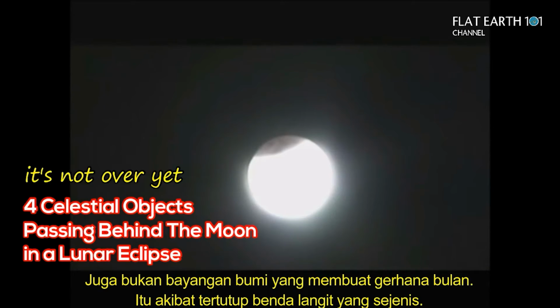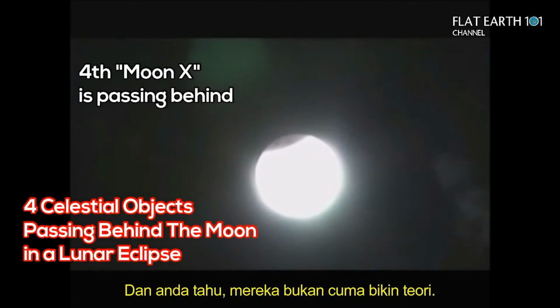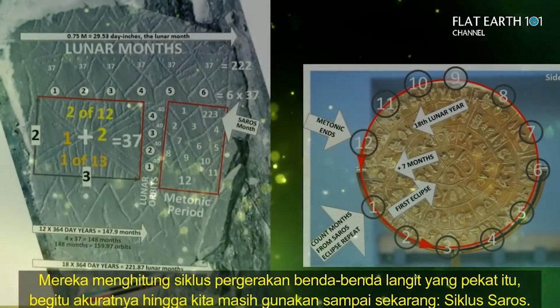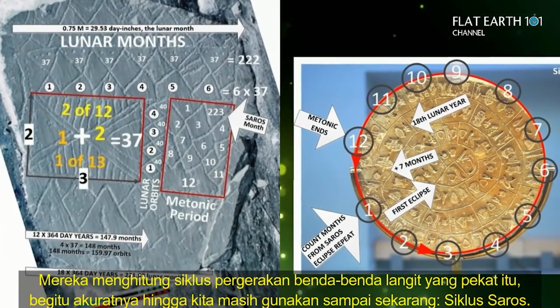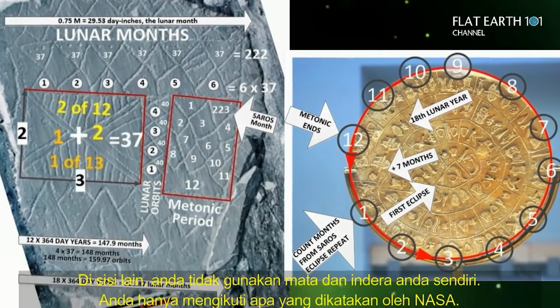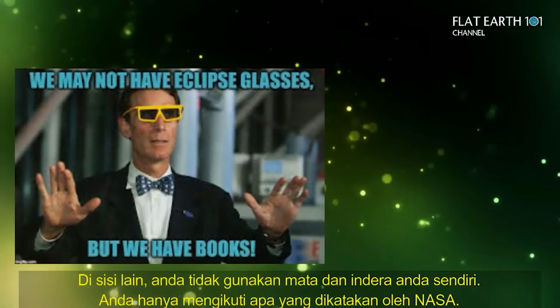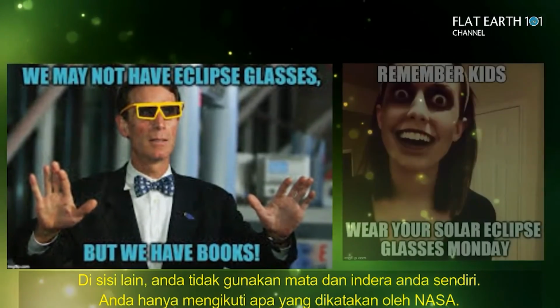And it's not the Earth's shadow that eclipsed the moon either. It's a similar dark sky object. And you know what? They didn't just make theories. They calculated the cycle of these dark objects, so accurate we still use it today, the solar cycle. On the other hand, you don't use your own eyes and your own senses. You just follow what NASA told you.